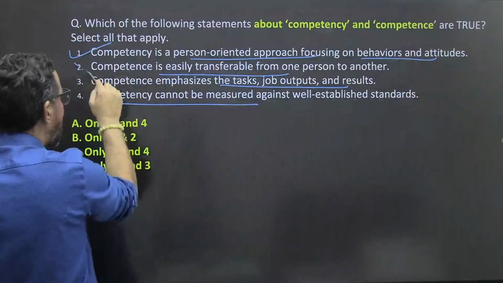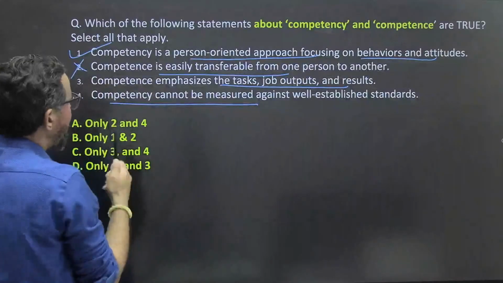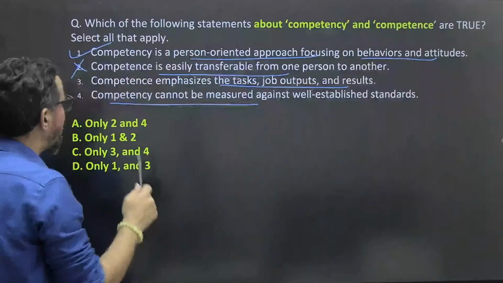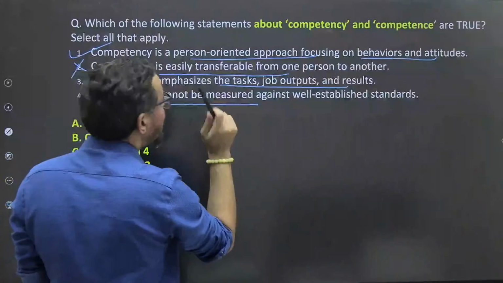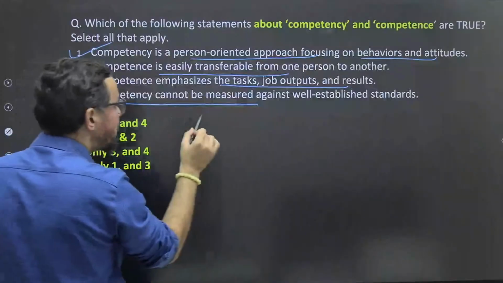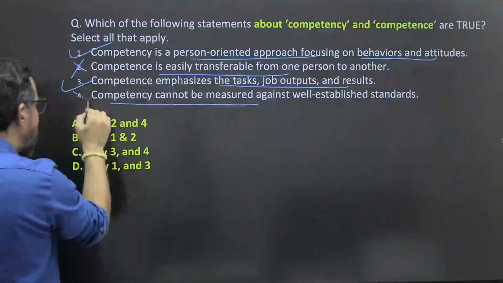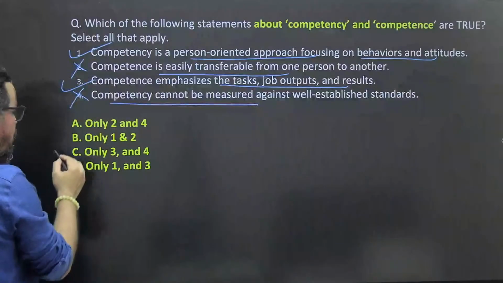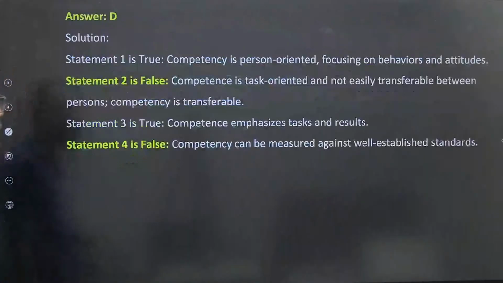Competence cannot be transferred from one person to another. Like everyone, they have different skill sets. Competence emphasizes the task, job, output, and all. True. And competency cannot be measured? It can be measured with established standards. So statements 1 and 3 are false, which means D should be the right answer for this one.